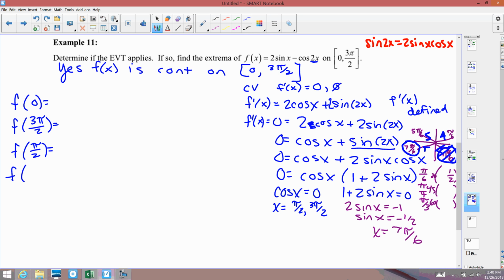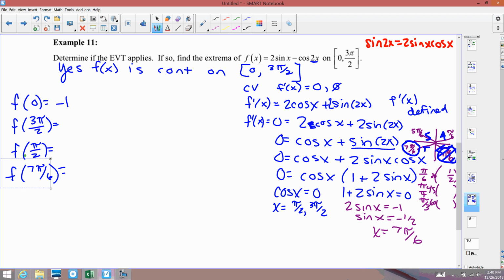So f of 7/6 pi. These two were our critical values. These were our endpoints. Plug them in. All right, f of 0 is just, let's see, 2 times sine of 0. F of 0 is -1.